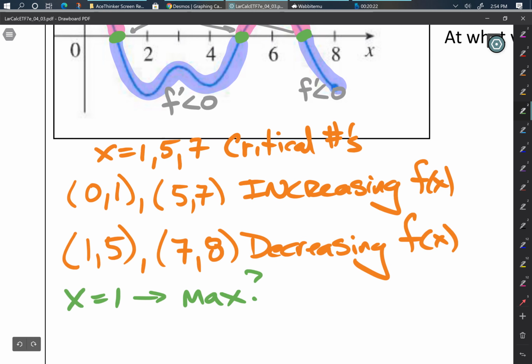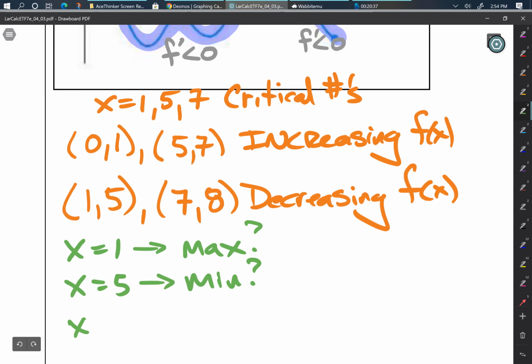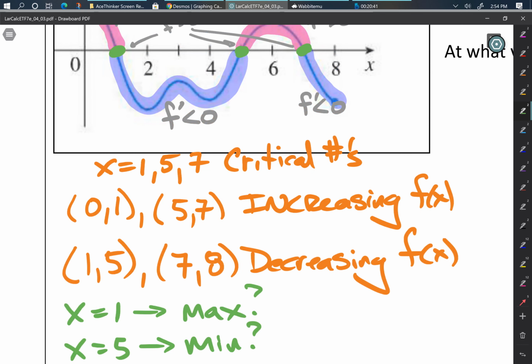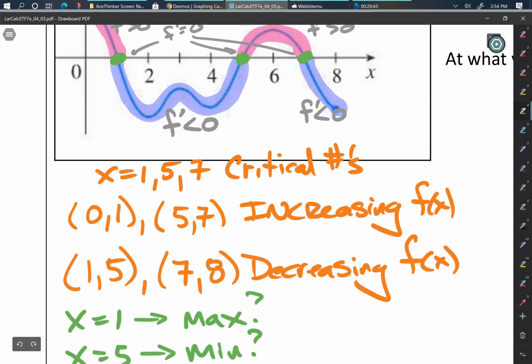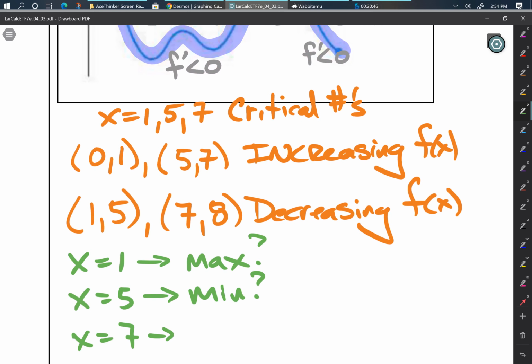What's happening at 5? Well, to the left of it, it's decreasing. To the right of it, it's increasing. So it looks like we have a minimum there. And then what's happening at 7? Well, to the left, it's pink. To the right, it's blue. To the left, it's increasing. To the right, it's decreasing. So it looks like increasing, decreasing. We have some sort of a maximum there.